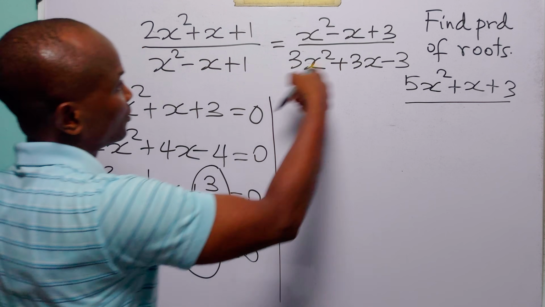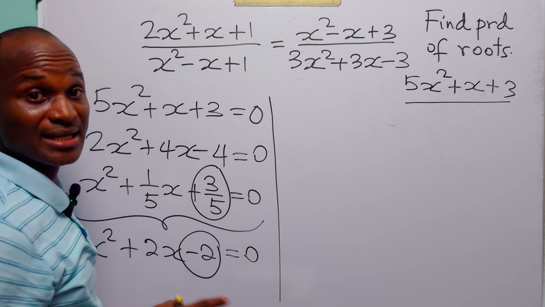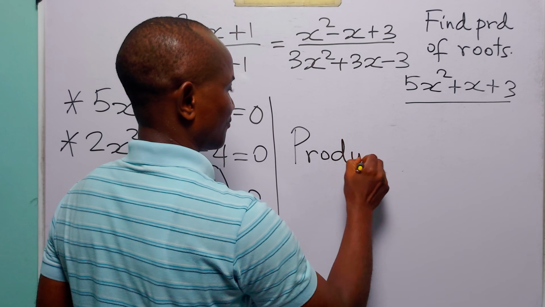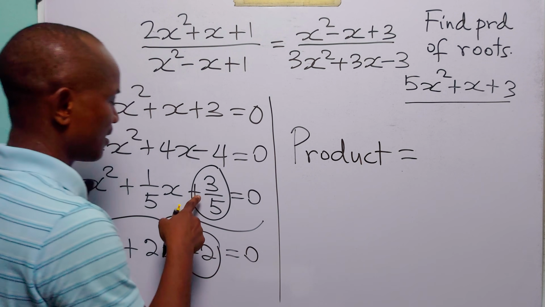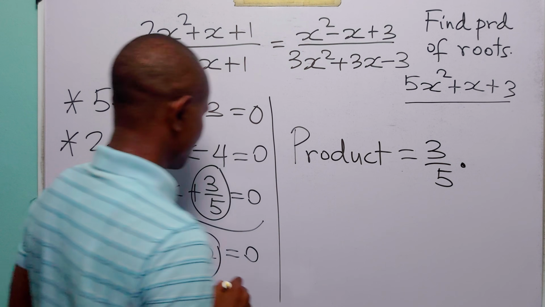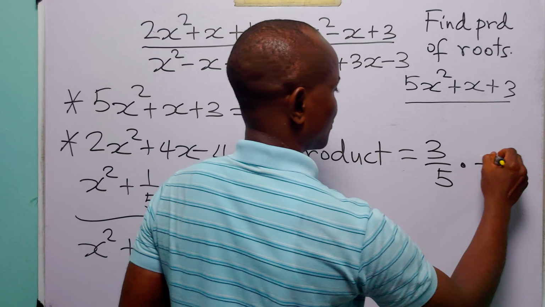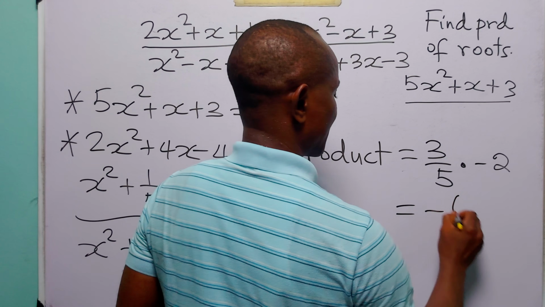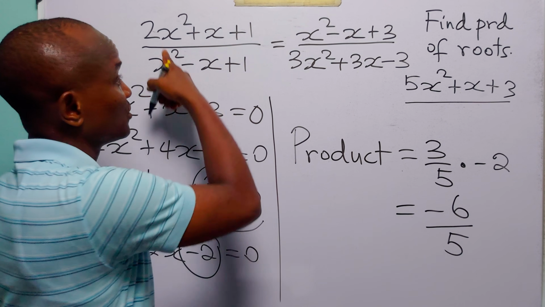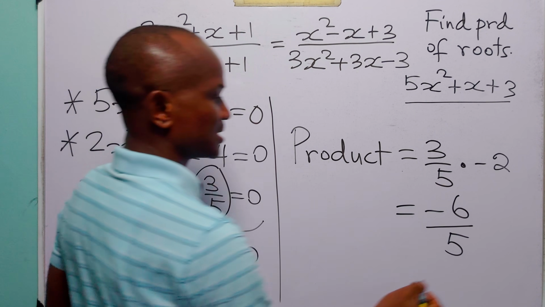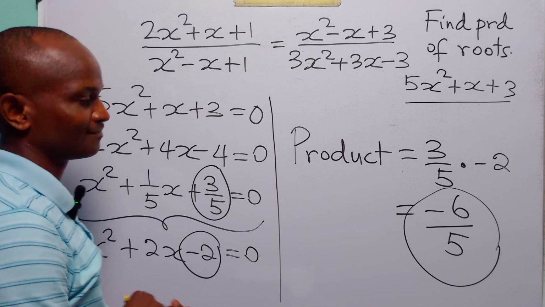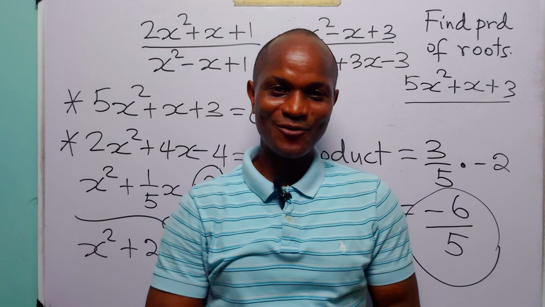So we have that the product of the roots of this algebraic equation is 3 over 5 times minus 2, which is equal to minus 6 over 5. So the product of the roots of this algebraic equation is minus 6 over 5. And with that, we come to the end of this tutorial.